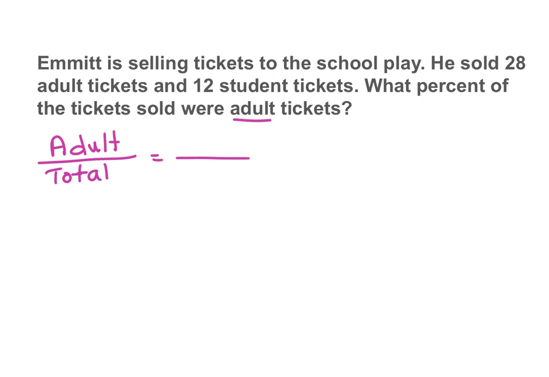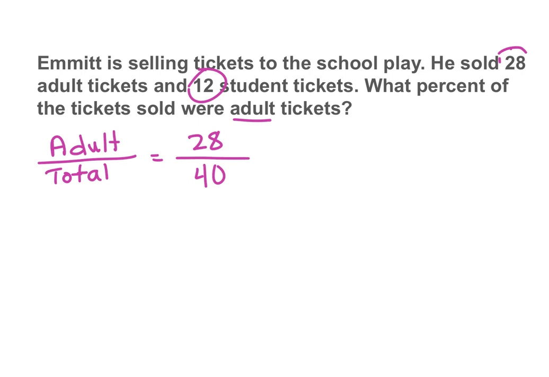So I know that they're 28 adult, and then the total, we have to add adults and kids together. So add your 28 plus 12. You got that? Okay. All right, now we need to turn this into a percent.